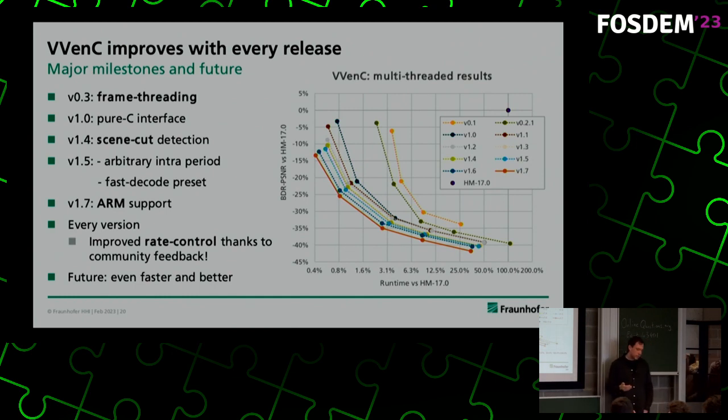And every version we add improved rate control, thanks also to great community feedback. From one version to another, your encode might be 10% faster, but if you had a rate control problem and it got fixed, it's going to be way, way better. So these hard to quantify improvements are actually one of the most important ones. You can see how the curve behaves, so extrapolating, I'm sure we're going to get even faster and better in the future.